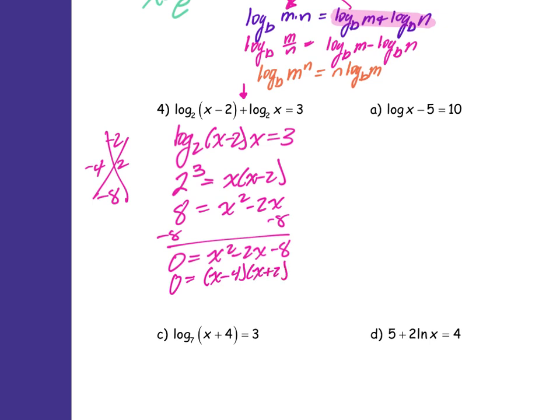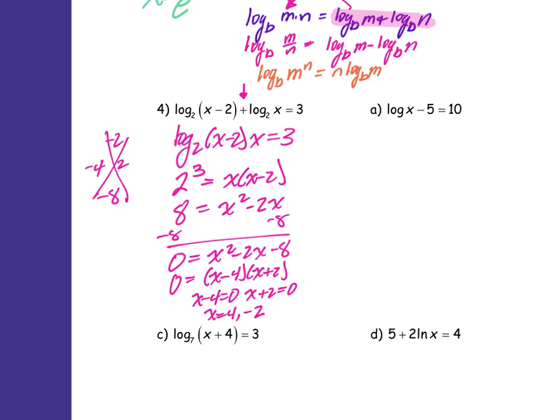Okay. So I have two things multiplied together that equals 0. So one of those things has to be 0. So I get x minus 4 equals 0, or x plus 2 equals 0. So x is going to equal 4 or -2. So now I have to check my answers.